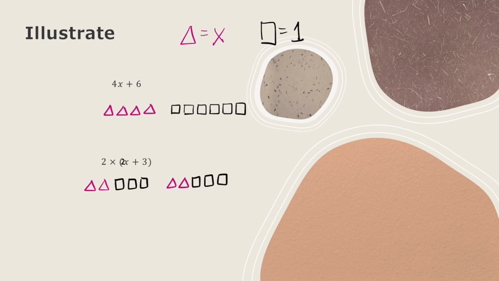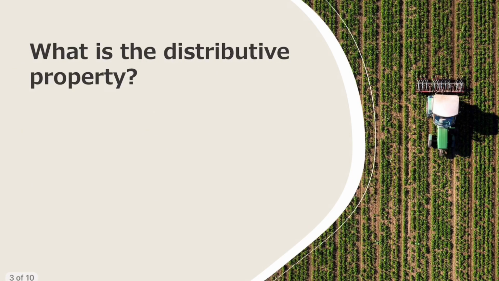And this is where the distributive property comes in. It basically says that if there's a number in front where you're multiplying it, everything in it gets multiplied by that same thing, as you can see here. So here I had 2 times it. So 2x was multiplied by 2 and 3 was multiplied by 2. And that's really the distributive property at its core.